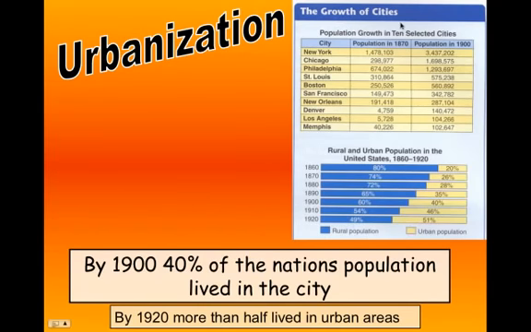And if you go up here, you'll see that cities like New York more than double in just 30 years. Cities like Chicago go through a huge growth. And you go down and you see that this growth is tremendous. And urbanization is not necessarily a problem, but what is a problem is, where do you put all these people? And many of the people, the working poor, the immigrant class, ended up living in slums.